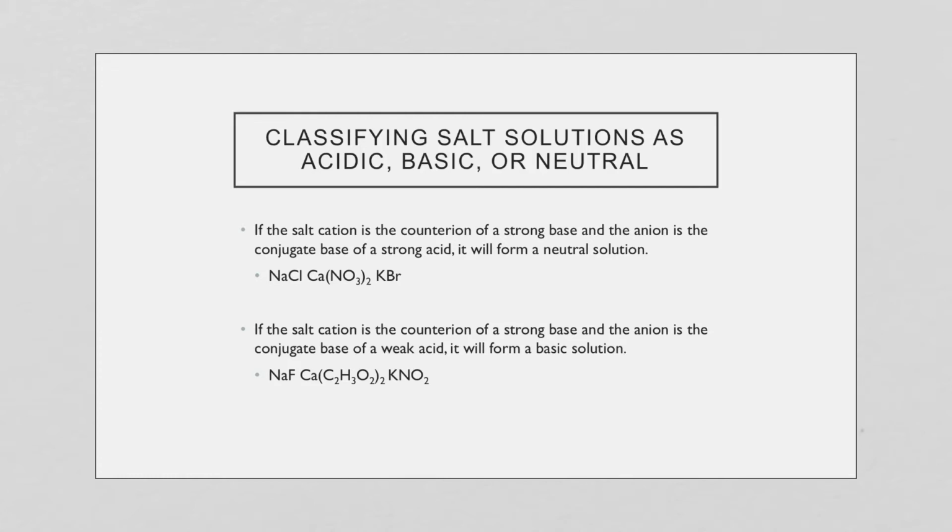So if the cation, so we're talking about the positive ion, is the conjugate of a strong base and the anion is the conjugate base of a strong acid, then the salt or the ionic compound will form a neutral solution.